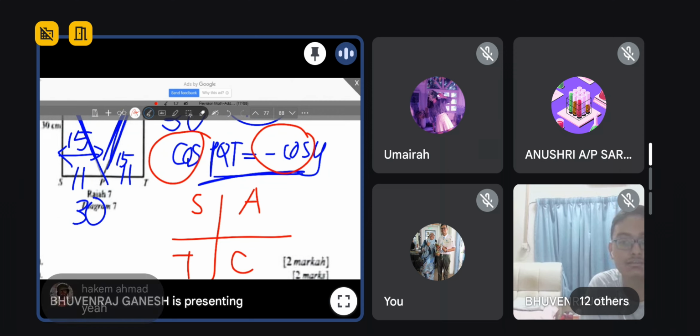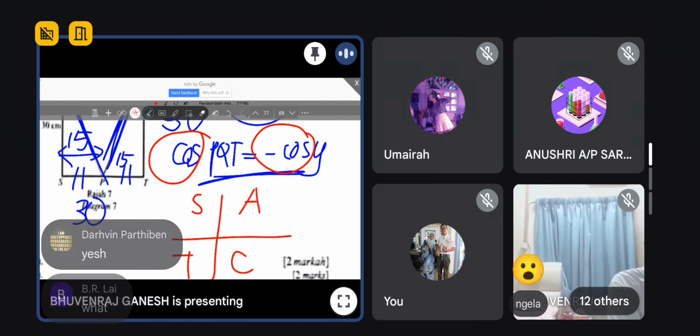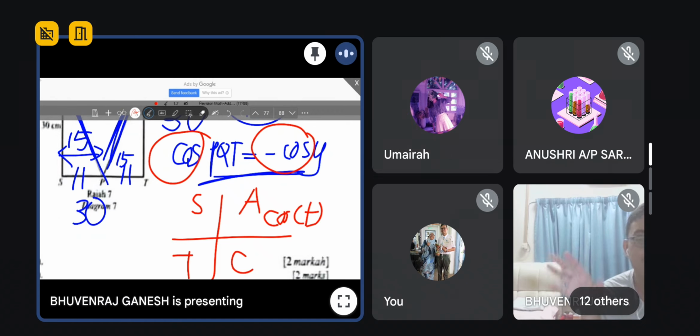Have you all studied this already? Okay, so you'll understand, guys. Cos in the first quadrant is positive. For those who haven't, hold on, later you will learn. For the second quadrant, cos is negative.